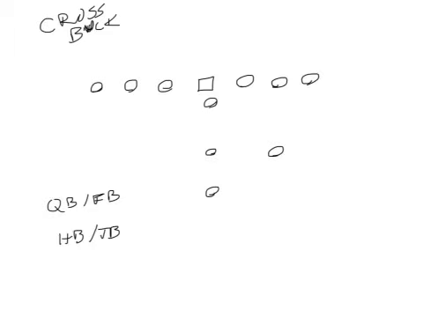Okay, so if we were to do this, and basically in this example right here, let's say we were going to call any of the crossbuck series, the way it would work is that the fullback, let's say out of this formation, would be going to the right, the halfback would be going to the left, and the tailback would be leading over here to the left for the halfback.